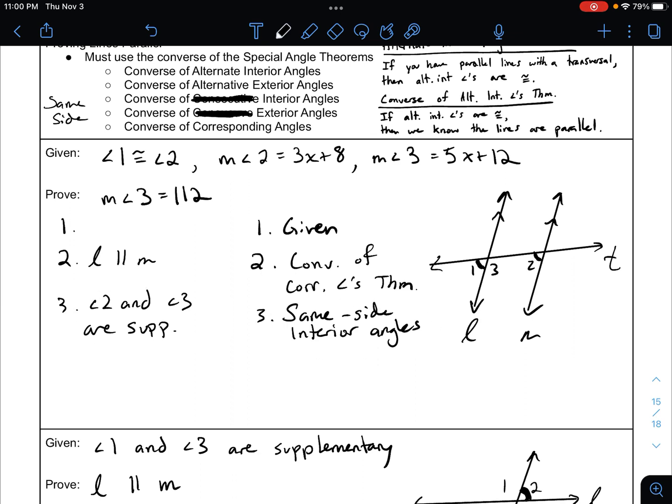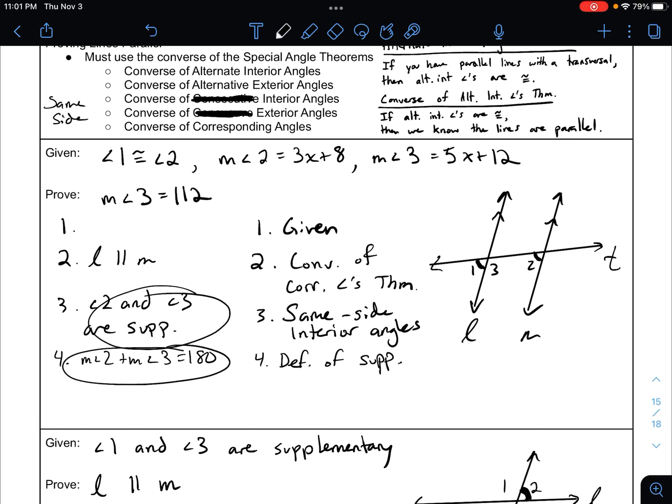But now that we know that they're supplementary, we can go ahead and say that the measure of angle 2 plus the measure of angle 3 is 180. And we know that's 180 because that's just the definition of what it means to be supplementary. It's tempting to skip this step and jump right to step 4, but you are not allowed to do that. You have to take those 2 tiny steps. I know it's annoying sometimes, but you first say that it's supplementary, and then you can say it adds up to 180 because that's the definition of supplementary.